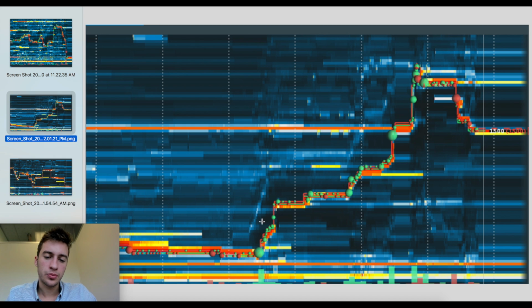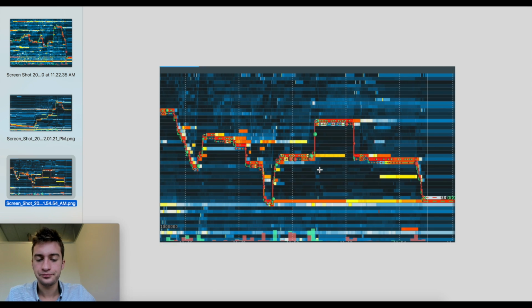So pay attention to when price goes up or when price goes down. What do the bids or offers that are near price do? Because that's going to reveal where price is going to go in the future.